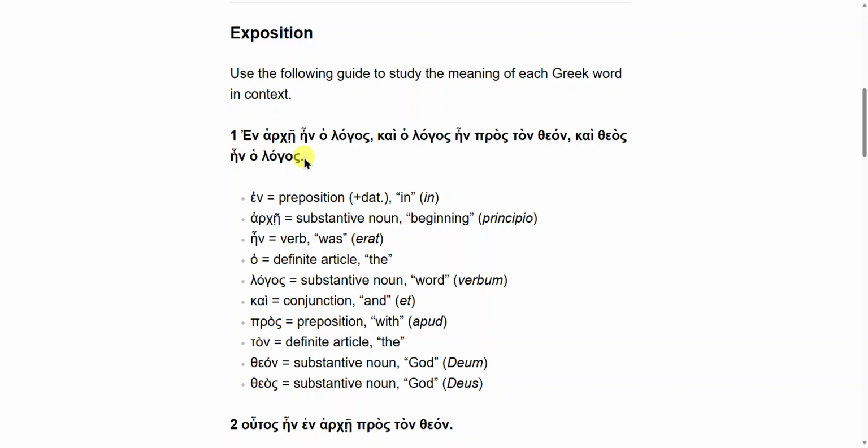So to read this verse: En arche ein ho logos, kai ho logos ein pros ton theon, kai theos ein ho logos.